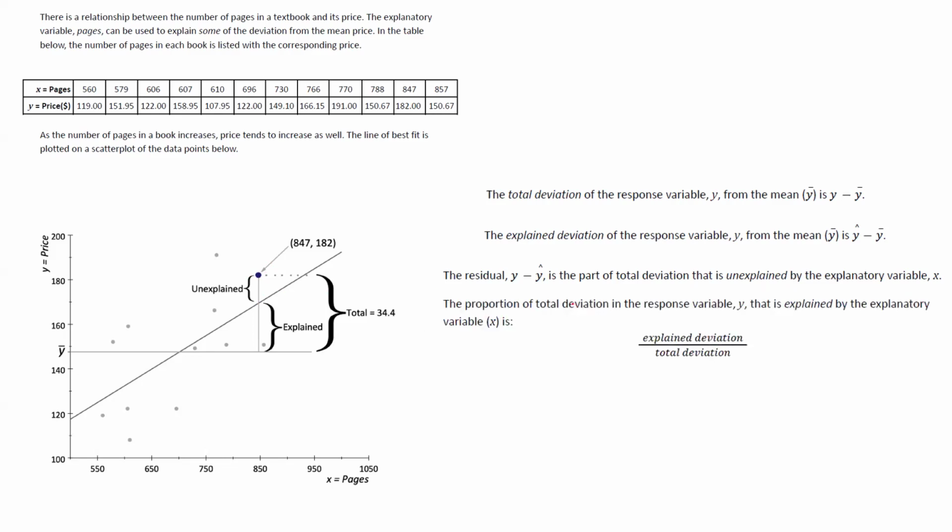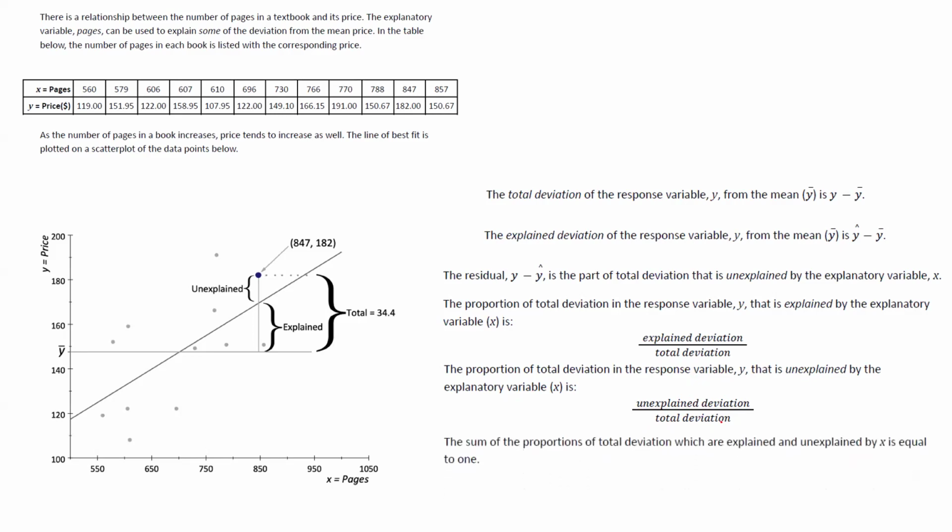The proportion of total deviation in the response variable y that is explained by the explanatory variable x is explained deviation divided by the total deviation. The proportion of total deviation in the response variable y that is unexplained by the explanatory variable x is unexplained deviation divided by the total deviation. So these are the statistical terminology that you need to know before analyzing the machine learning algorithm, the error function, and how to describe these.